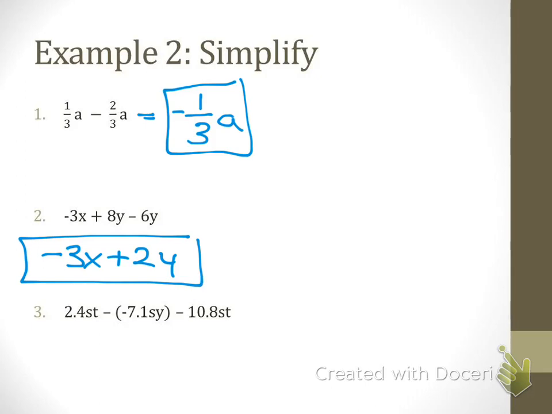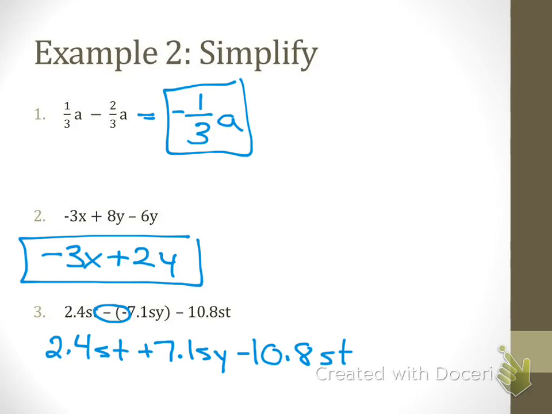All right, now on number 3, again, we have these double variables, so we need to make sure that they both match in order to combine the like terms. So we have 2.4 st minus a negative 7.1 sy minus 10.8 st. What's the first thing you want to do here? Not necessarily combine like terms. Take care of that double negative, okay? Let's go ahead and rewrite it: 2.4 st plus 7.1 sy minus 10.8 st.